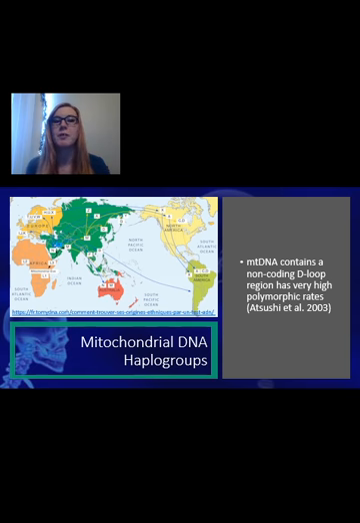Mitochondrial DNA has been the focus of genetic studies in the 1980s to the 1990s. It was the first genetic marker to be used in the analysis of ancient DNA samples. This is because mitochondrial DNA contains a specific non-coding region known as the D-loop region that is known to contain very high polymorphic rates, and this helps determine the haplotype and the haplogroup for those polymorphisms.